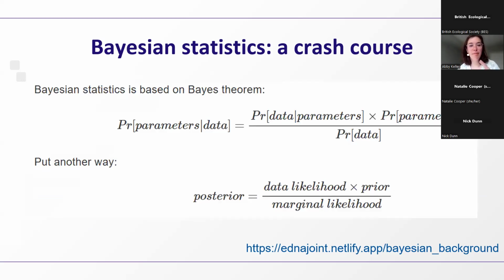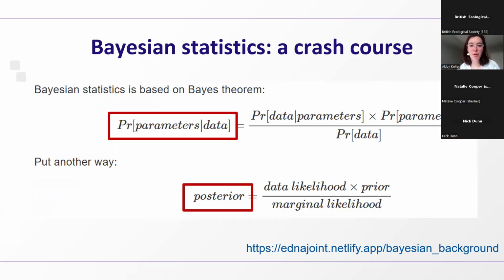So here's Bayes' theorem put a few different ways. This is the equation that underlies this whole Bayesian framework. And the posterior is what we're trying to estimate. So this is our inference. These are the probability distributions that best describe the model parameters given the data.